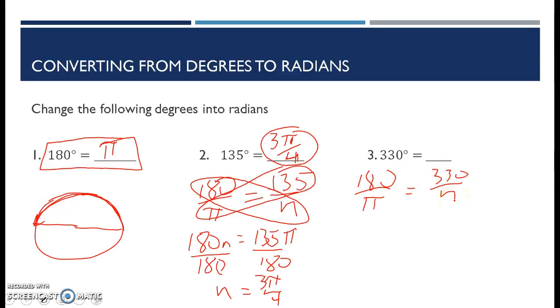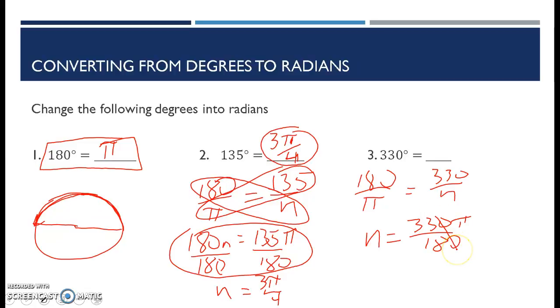So I could cross multiply. I'm going to skip this step here and just have n equals 330 pi over 180. And all I'm going to do is simplify the 330 over 180. That's the same thing as 33 over 18. If I divide both of those by 3, I'm going to have 11 over 6. So 11 pi over 6 radians.